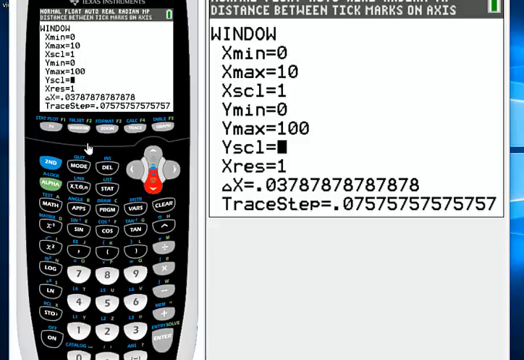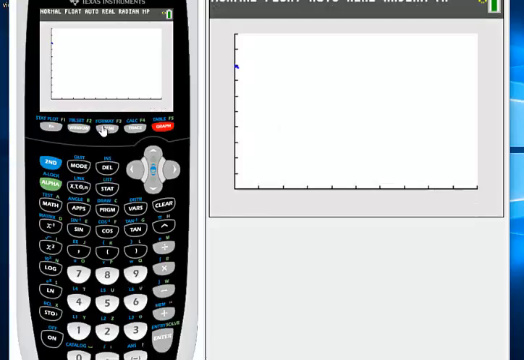Now, if I'm going from 0 to 100, I don't want to count by ones. That's a lot of tick marks. I think I'll count by tens so that I can more easily see what's going on. You're always in control of what you want to see. Then hit graph. And now you have a much, much better picture of this linear equation.